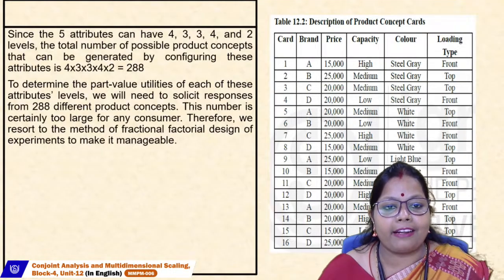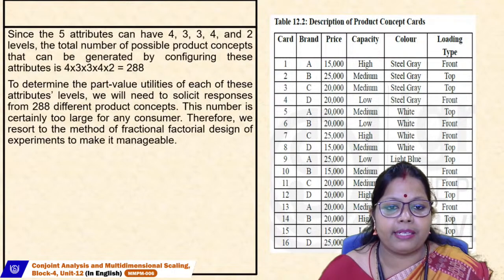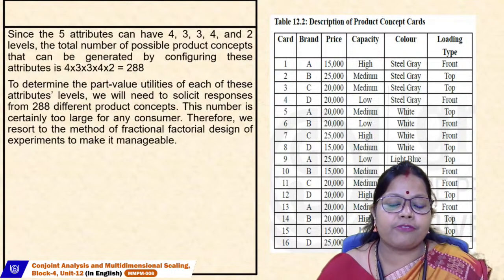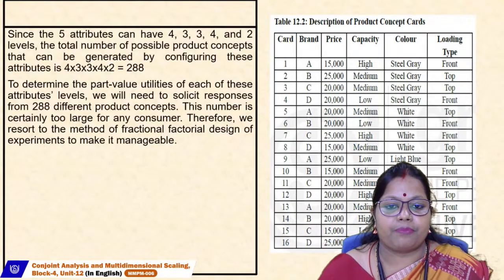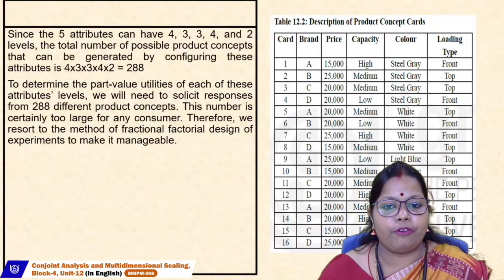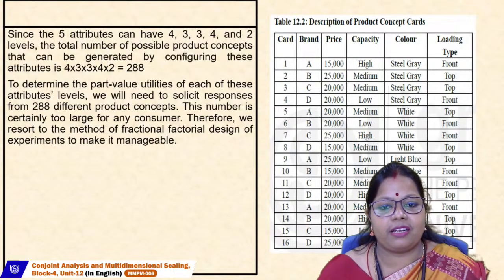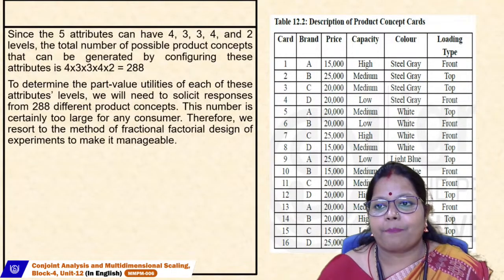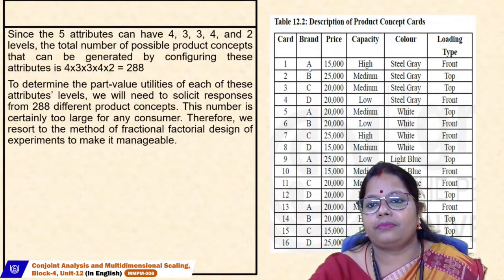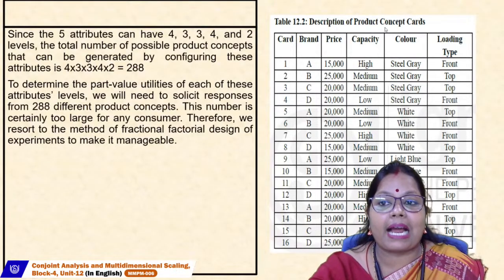So to determine the part-worth utilities of each of these attribute levels, we will need to solicit responses from 288 different product concepts. So this number is certainly too large for any consumer. Therefore, we resort to the method of fractional factorial design of experiments to make this manageable. So coming to this 12.2 table, it describes the product concept cards.